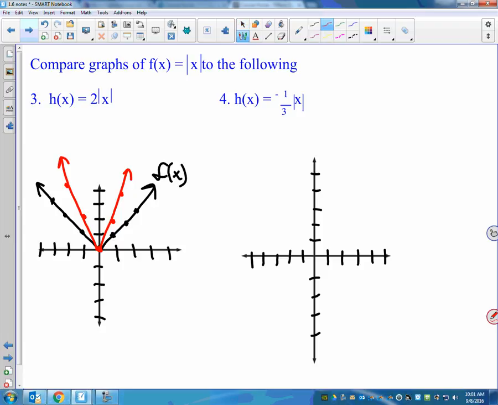So I'm just going to pick some points to show you probably what I did. 0 is still a great point to pick here, because that's still going to be 0. We're just flipping it over.